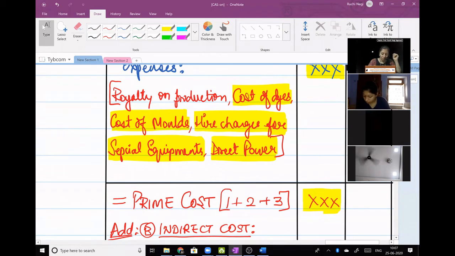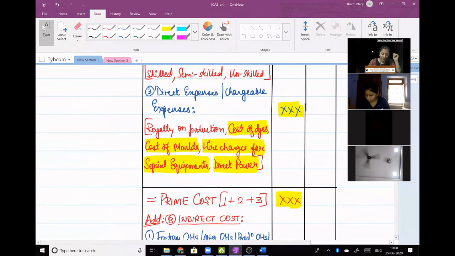Direct expenses, we have done royalty on production, I explained that. Cost of dies I explained. Cost of molds I explained last lecture. Hire charges for special equipment, that also I explained. And today, direct power, that also I have done.